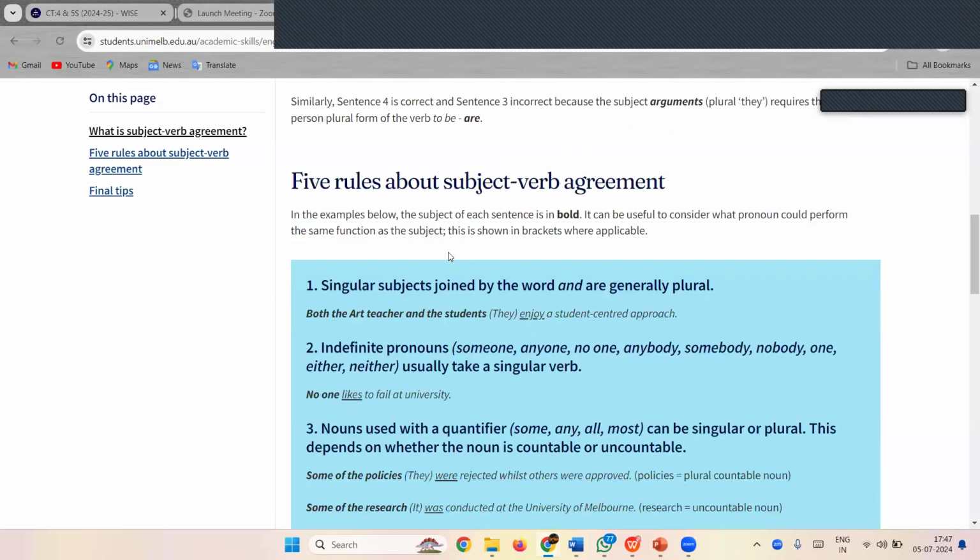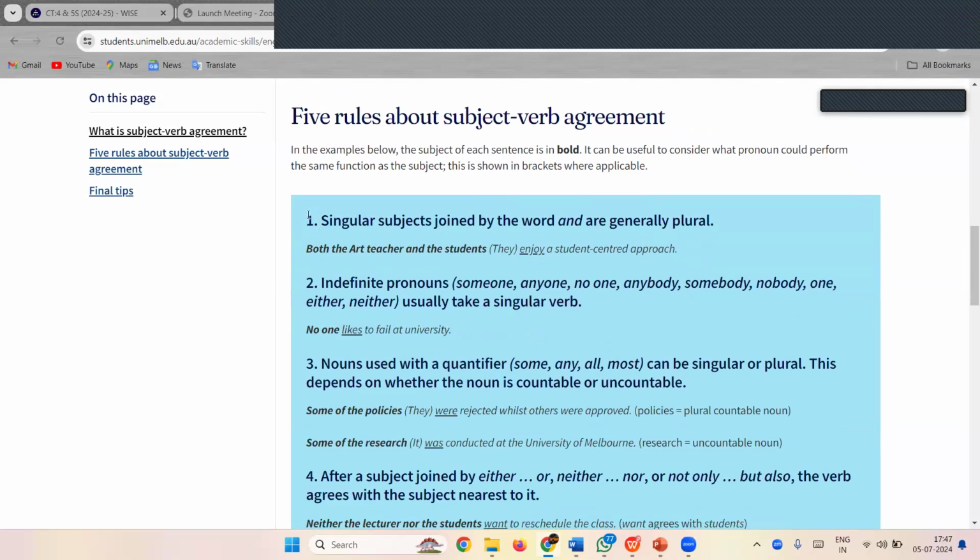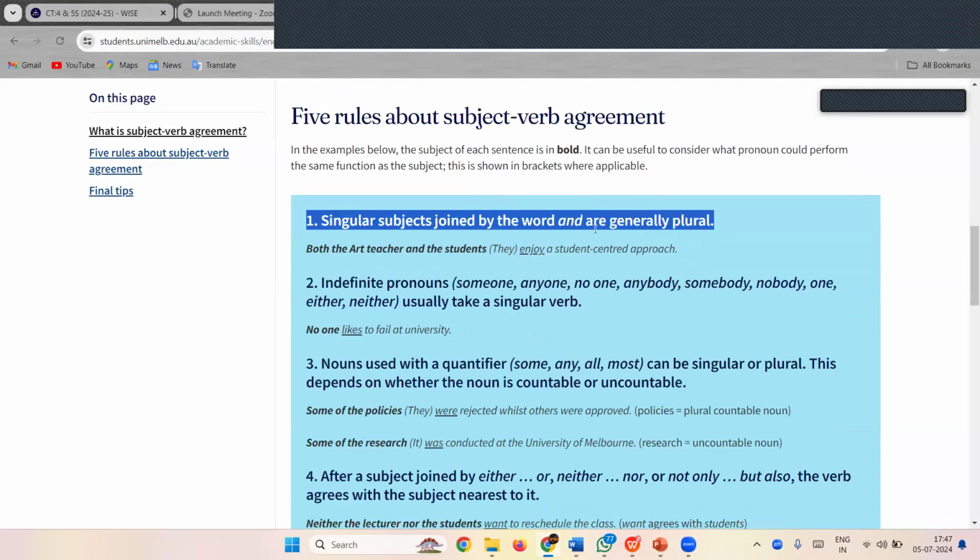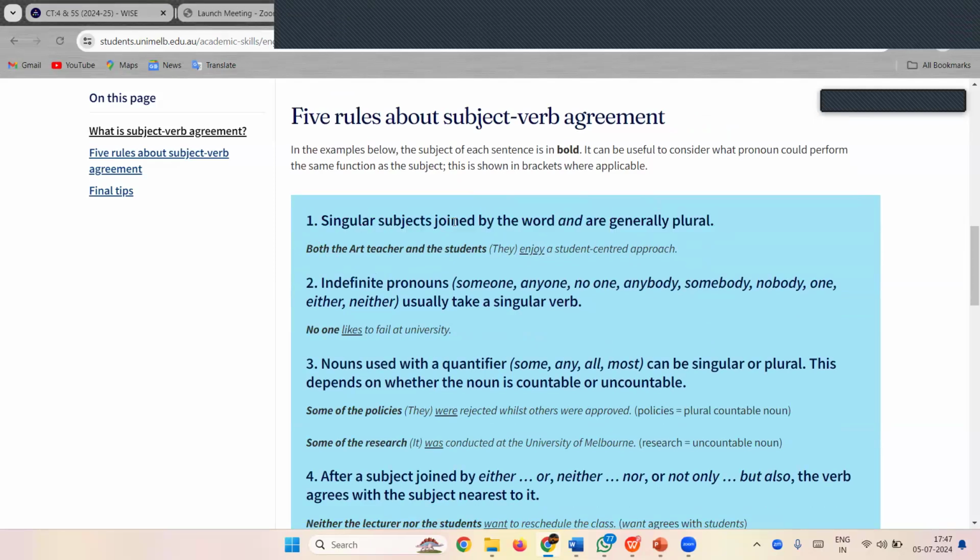Okay, now coming to the five different rules. First rule, listen very carefully, please. Singular subjects joined by the word and are generally plural. See this: Both the art teacher and the students enjoy a student-centered approach.